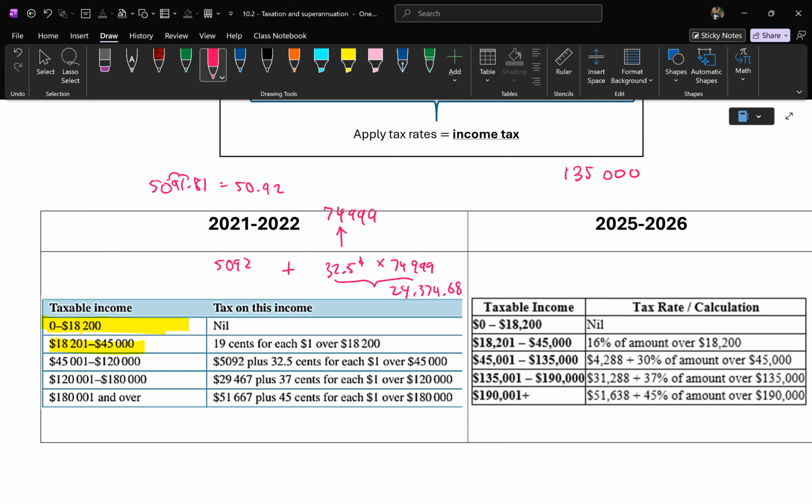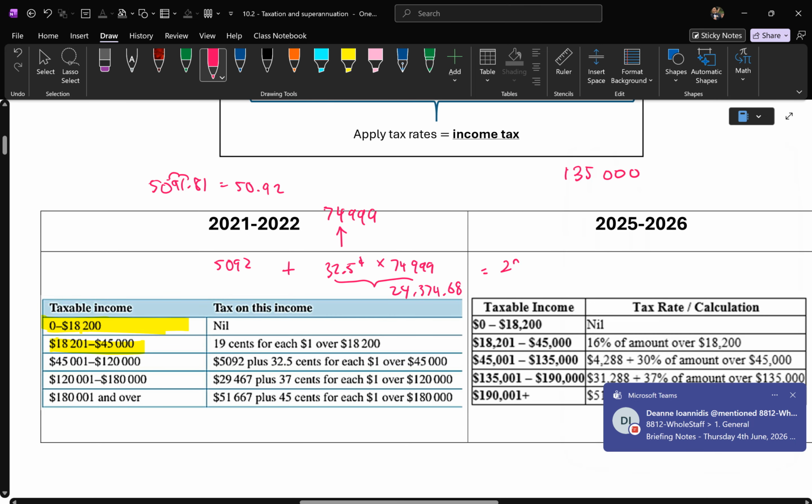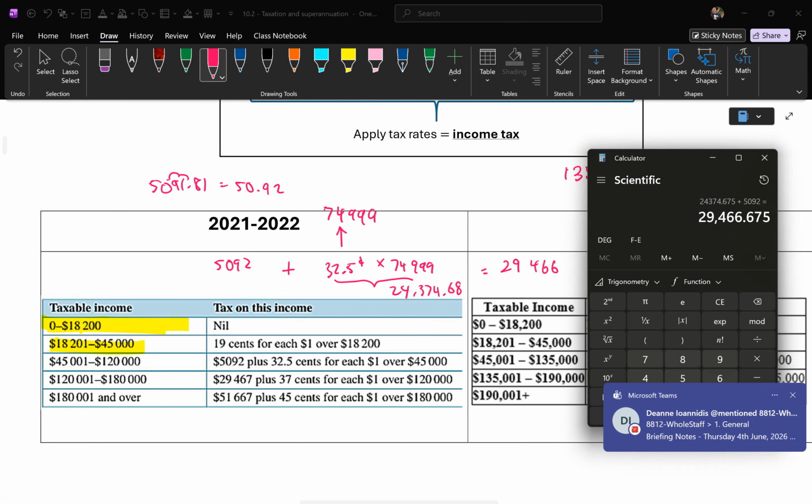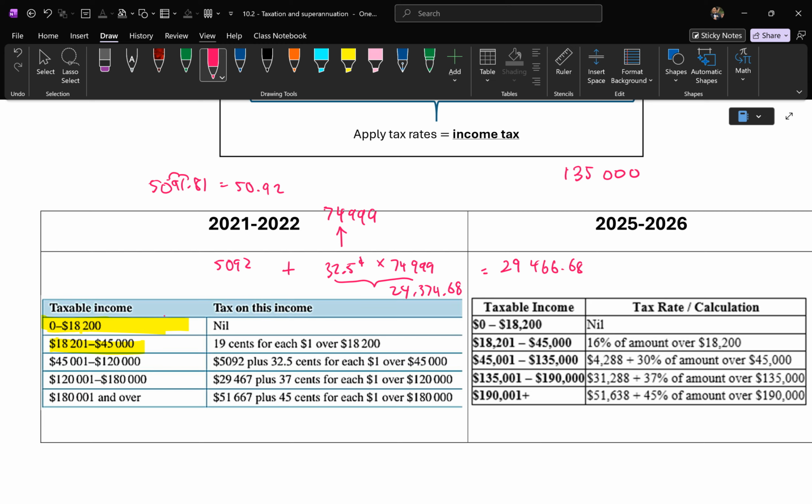Next bracket, I'm paying $24,374 plus the $5,092. So what does that equate to? That's $29,466.68. Okay, so free for the first one. I earned more than 45,000, so I paid the full amount, and that worked out to be $50.92.